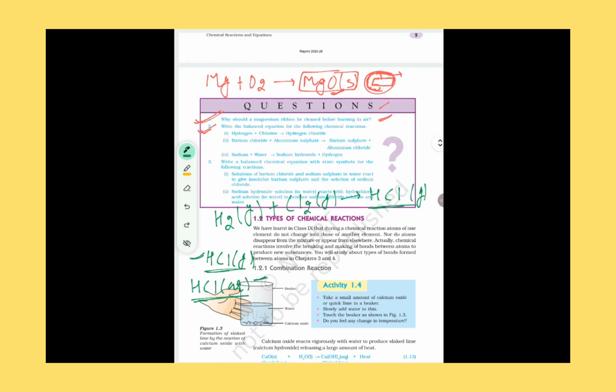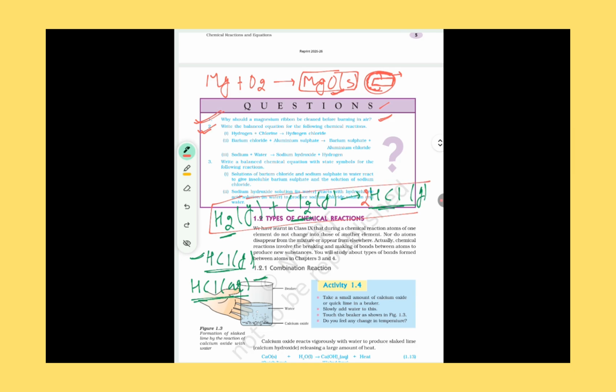Now you need to balance. On the left hand side two hydrogens are there, and on the right hand side only one hydrogen is there, and on the left hand side two chlorine atoms are there, and here only one. So if you multiply the right hand side by 2, then overall it is going to be balanced.